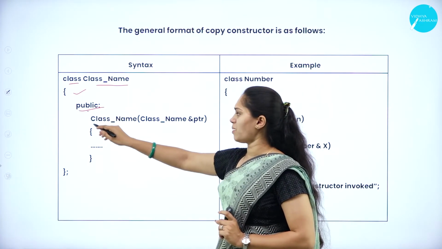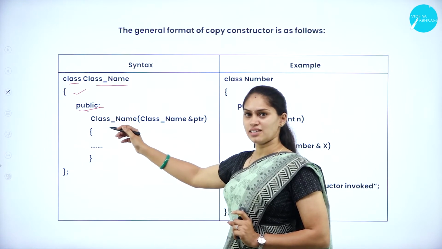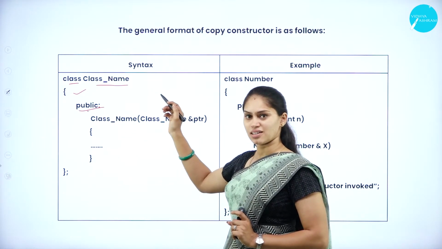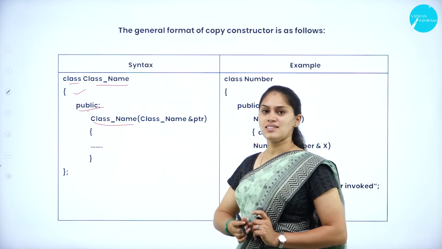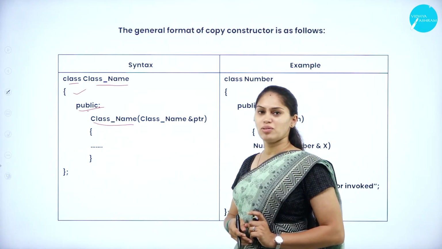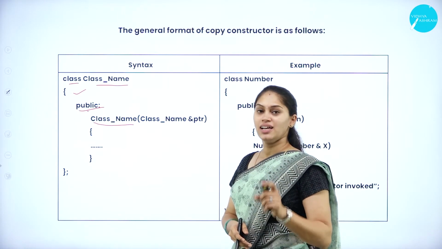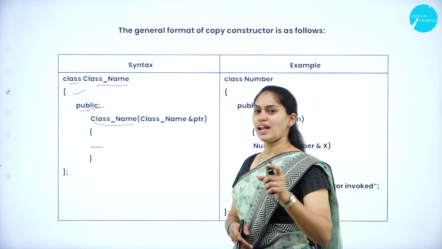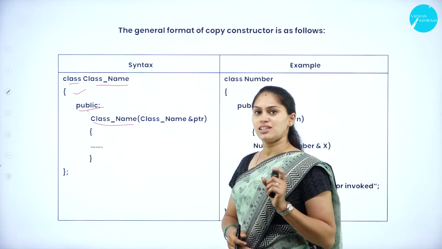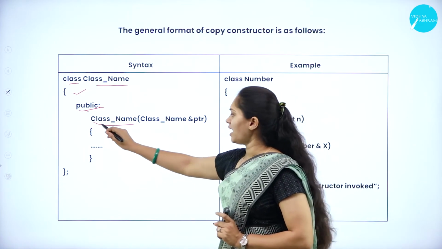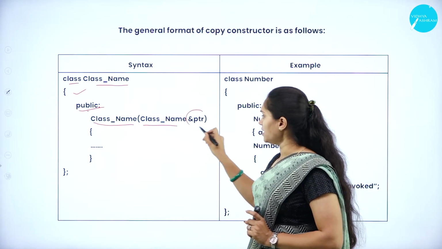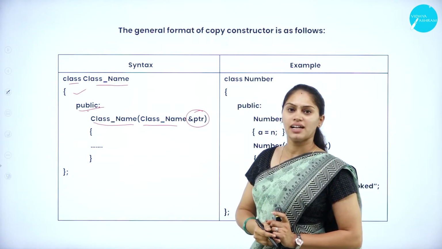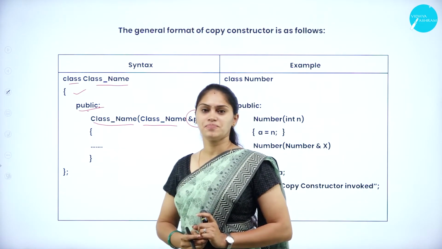So here public is an access specifier. Under the scope of this public, I am creating a constructor of the type copy constructor. Again, you have to follow all the rules for the constructor. What are the rules that you have to follow? You have to check that all the conditions are satisfied, then I can call this a constructor function. Getting it? Here I have a class name, and within that I have class name and ampersand ptr, that is, a pointer variable.